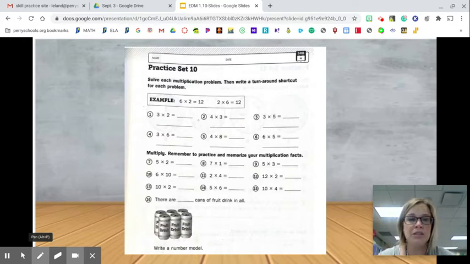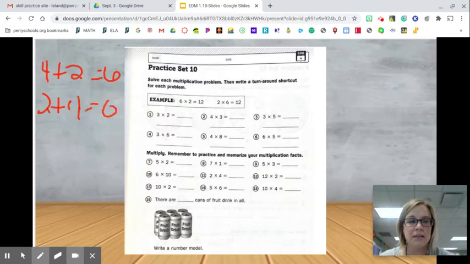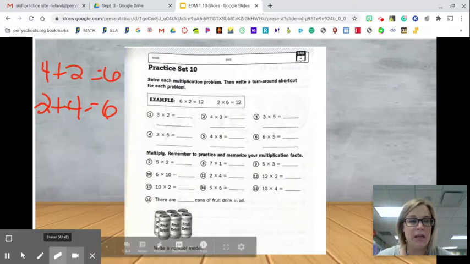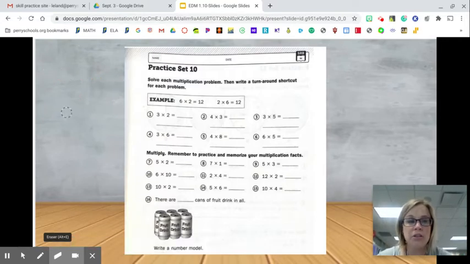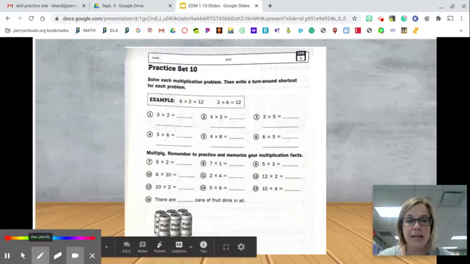shortcut. So just like with addition, you can say 4 plus 2 equals 6, or 2 plus 4 equals 6. We're able to turn those numbers around and move them around, and they still mean the same thing. We're still going to get the same answer. That is the same with multiplication. We can turn those two numbers, they're called factors. We can exchange those two factors that we're going to multiply, and it'll still be the same problem.